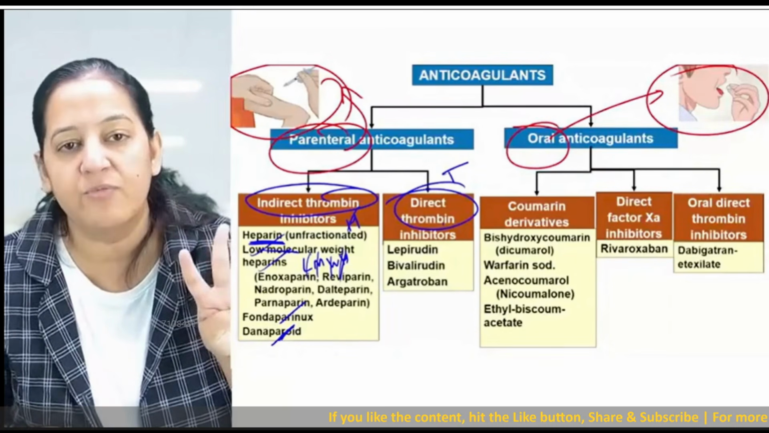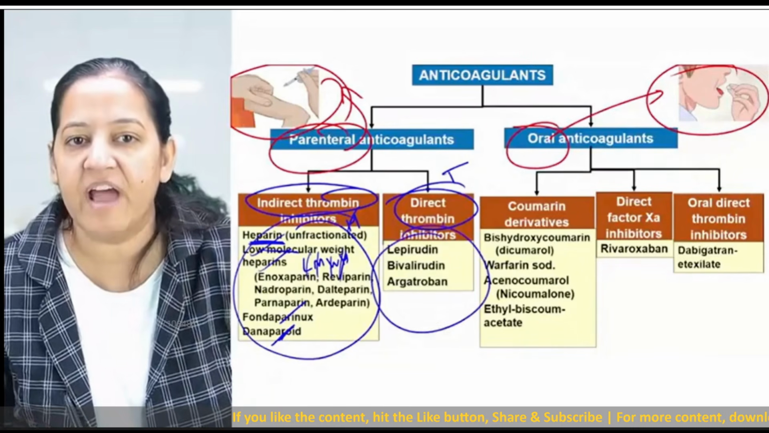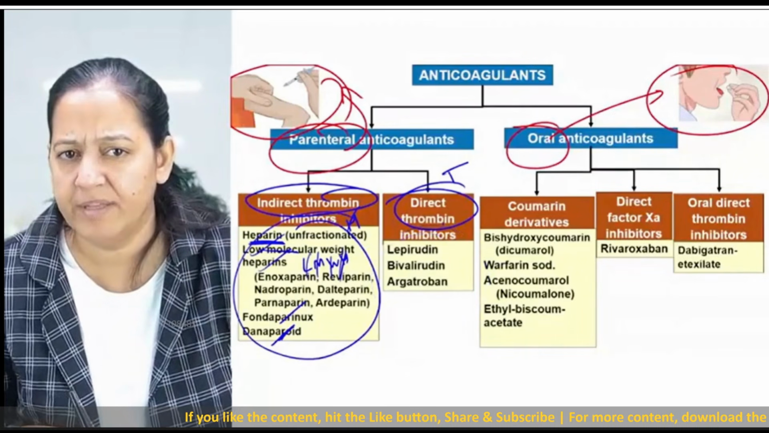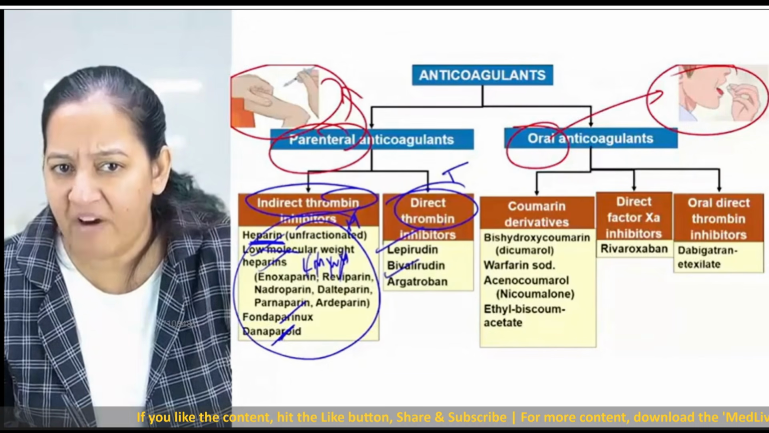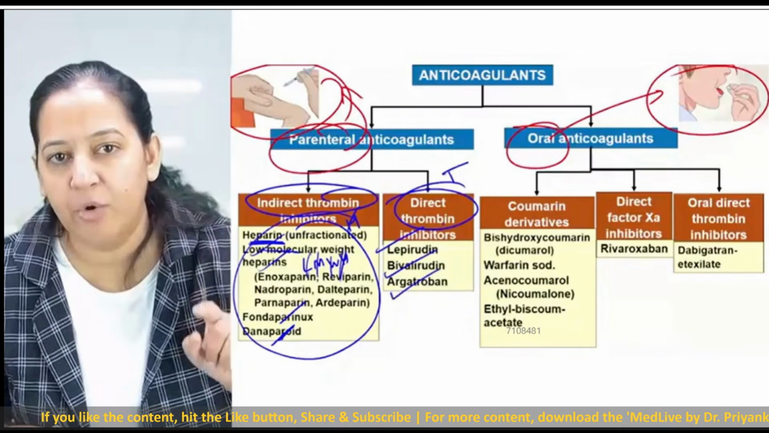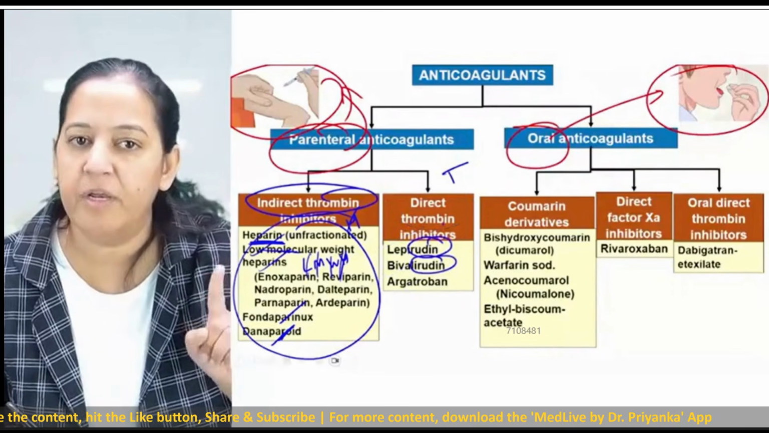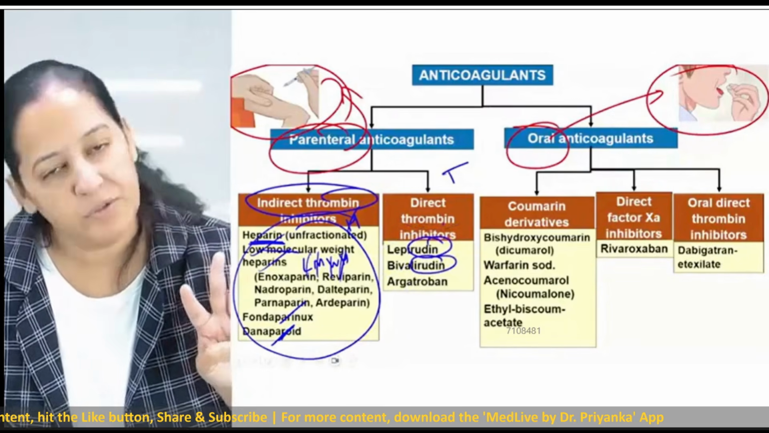Okay, so you have to learn these four drugs are indirect factor 2 inhibitors. In the direct inhibitors we have these drugs. You can see there is lepirudin, there is bivalirudin, and there is argatroban. Lepirudin, rudin, and bivalirudin, rudin, and argatroban. I will teach you all these.